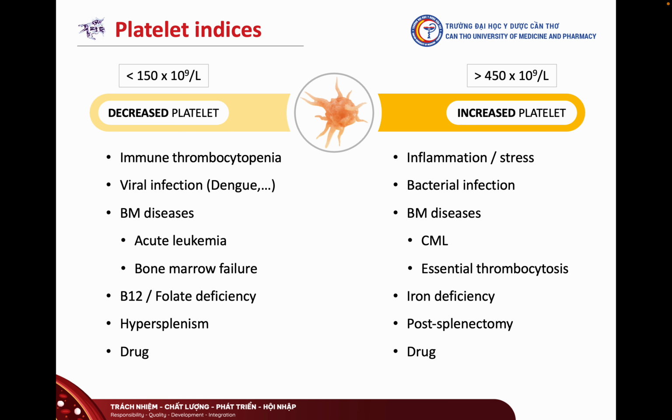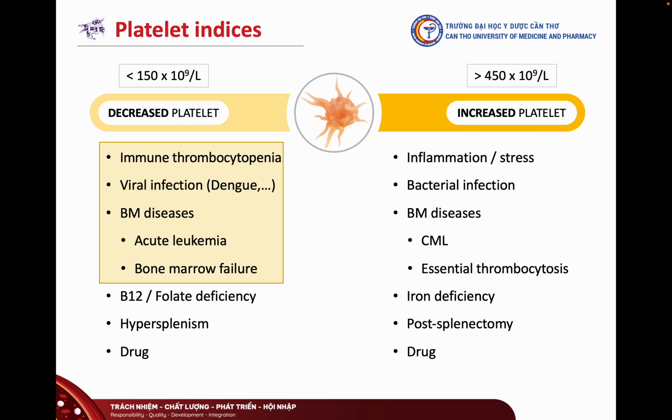When platelet count is low, one major group of causes involves bone marrow dysfunction, such as acute leukemia, where normal platelet production is suppressed. Bone marrow failure from conditions like aplastic anemia. Another important group is immune-mediated causes, like immune thrombocytopenia or viral infection. Think about Zika virus.